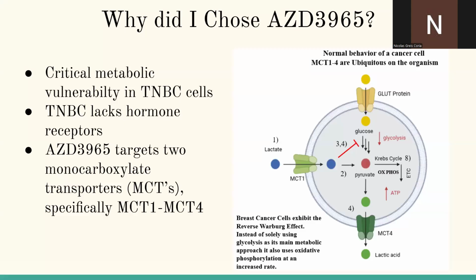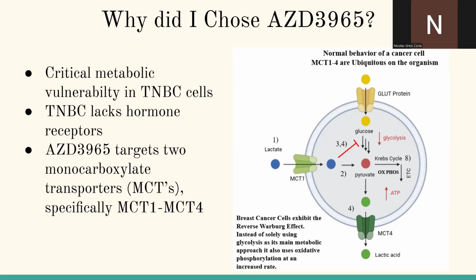The reason why I chose AZD as my target drug is because it targets a critical metabolic vulnerability in TNBC cells. These cells depend heavily on altered energy pathways to grow and survive. Unlike other breast cancer subtypes, TNBC lacks hormone receptors, which makes it resistant to many standard therapies. And it also makes them one of the most aggressive types of cancer to treat.